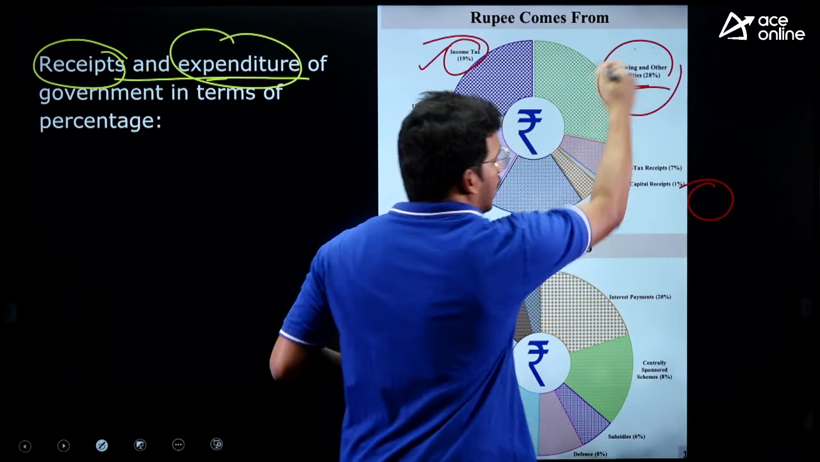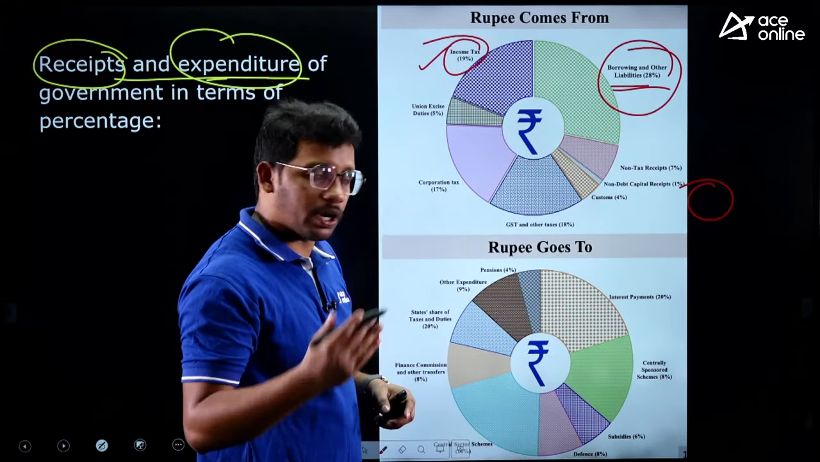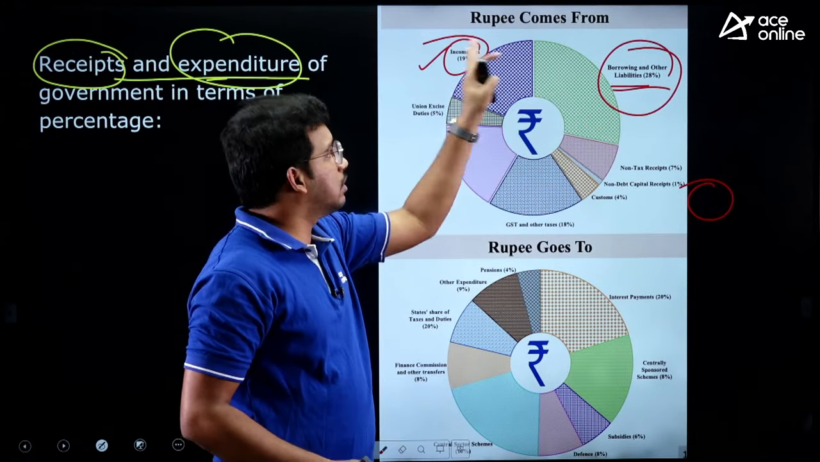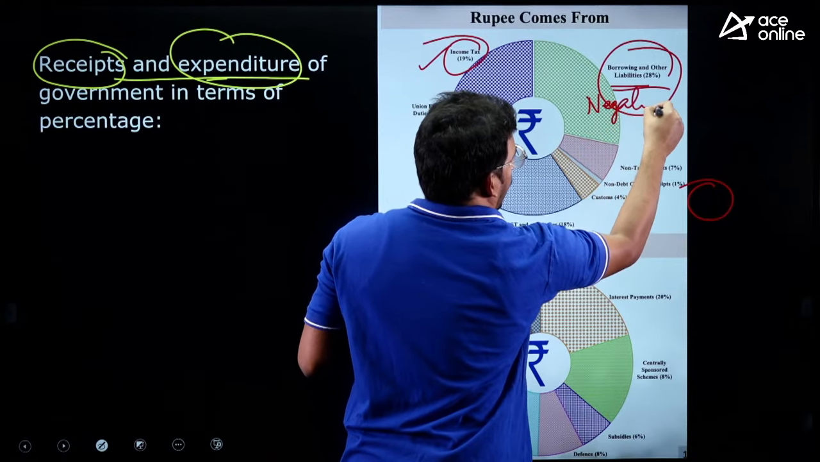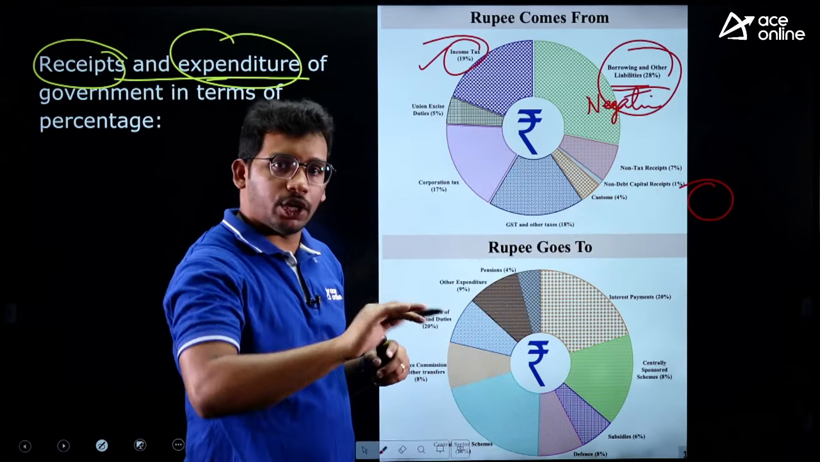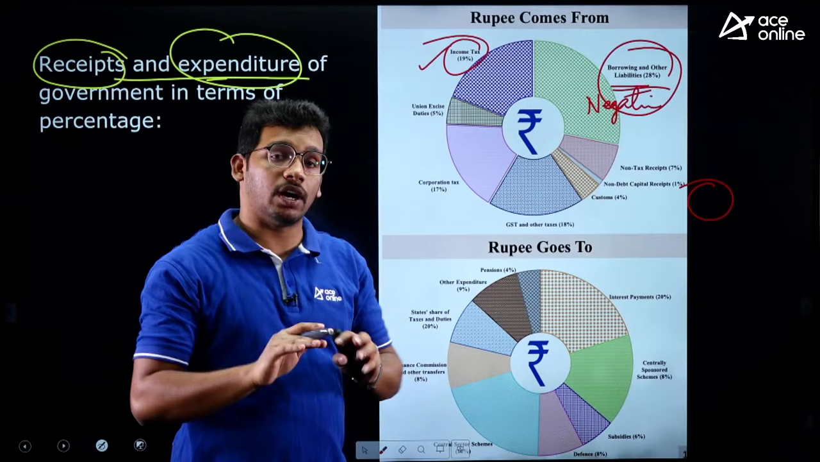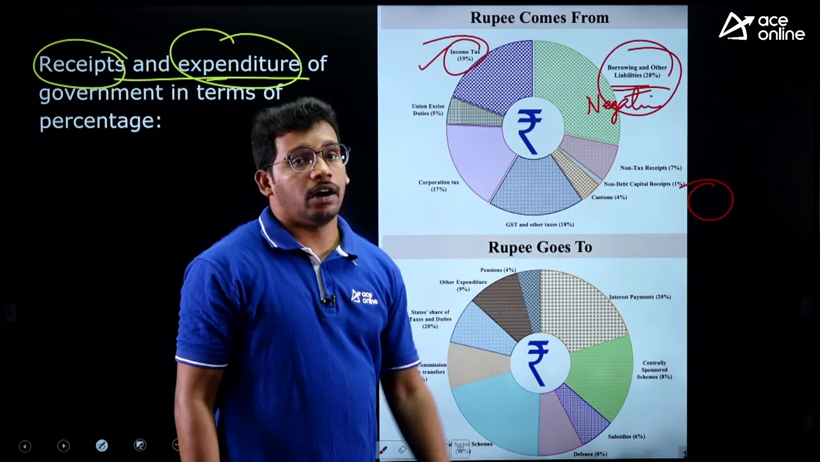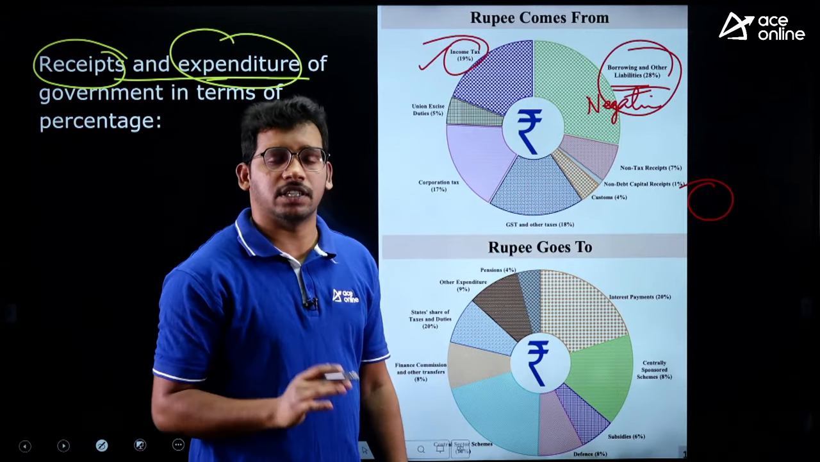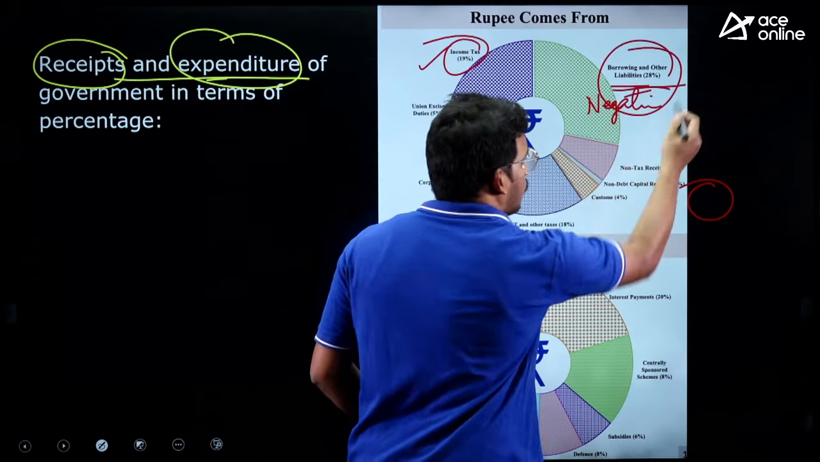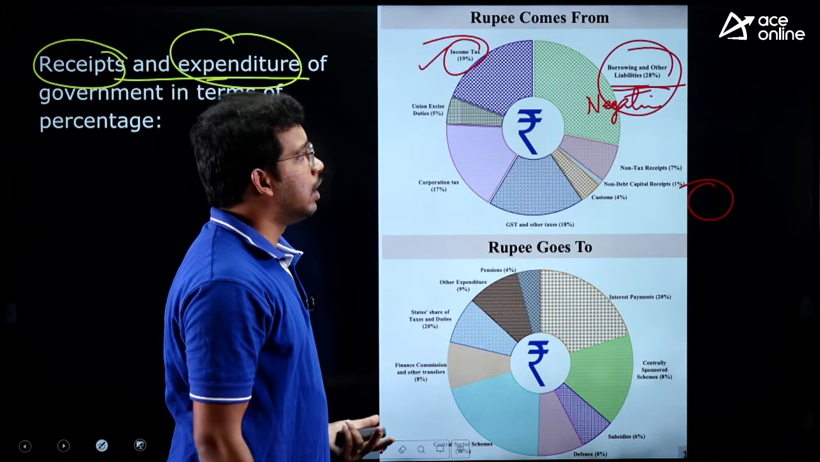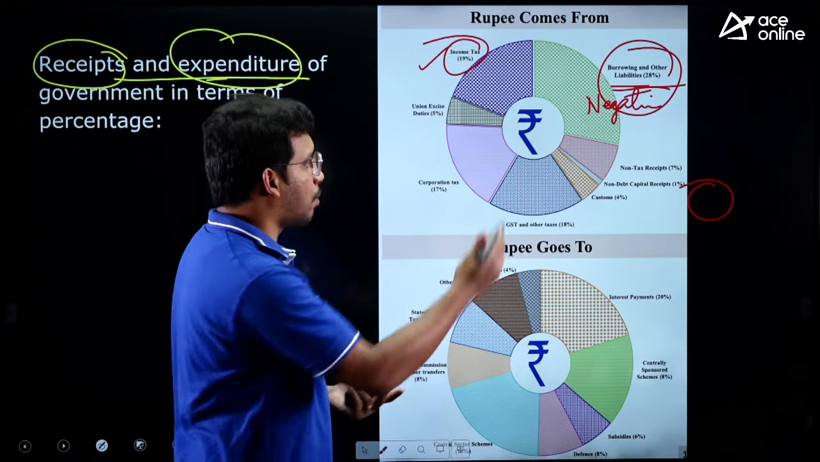So this is a very high number, and the government is trying to reduce it. Apart from borrowings, this is a negative thing for the government. I told you receipts have both negative as well as positive. The positive things are called revenue receipts, and the other receipts are called capital receipts, within which debt receipts are also there. So here 28% the government is taking in terms of debts or borrowings.